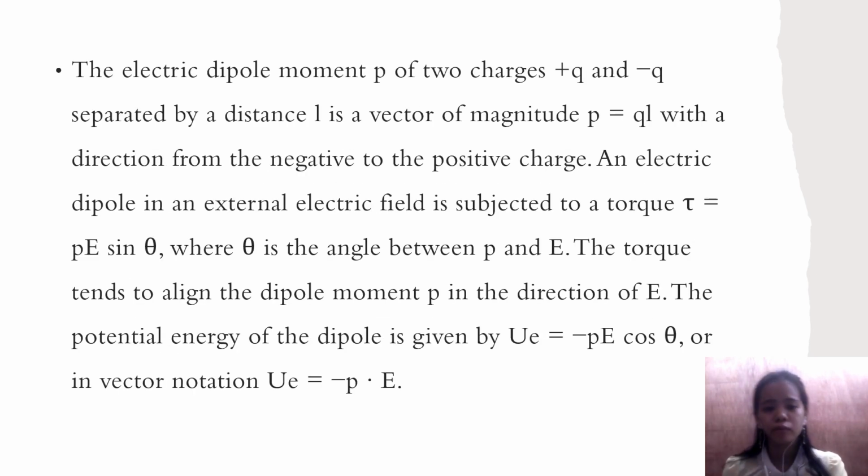The electric dipole moment P of two charges, plus Q and minus Q, separated by the distance l is a vector of magnitude P equal to Ql, with a direction from the negative to the positive charge. An electric dipole in an external electric field is subjected to a torque of magnitude PE sine delta, where delta is the angle between P and E. The torque tends to align the dipole moment P in the direction of E. The potential energy of the dipole is given by U equal to negative PE cosine delta.